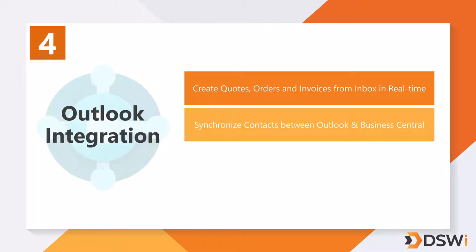You can synchronize your contacts between Outlook and Business Central as well. It could be from Outlook to BC, from BC to Outlook, or both ways. And this is a phenomenal value. This is going to be so useful for your sales team. Instead of having to look in two different places for contacts, they can have one synchronized book of contacts.